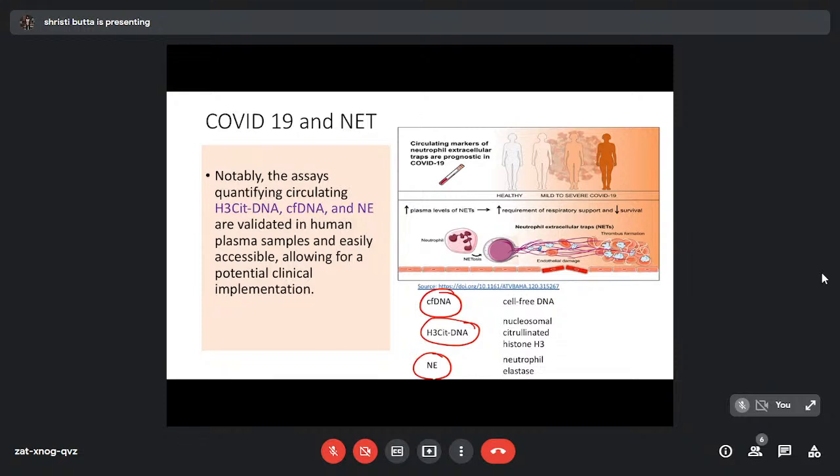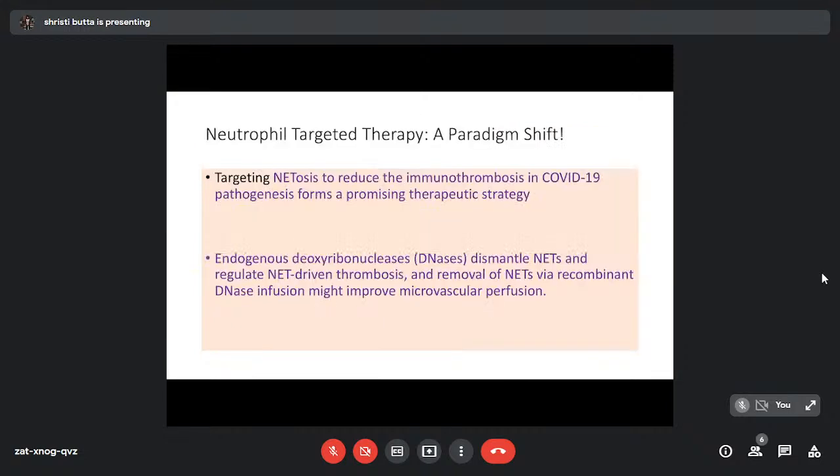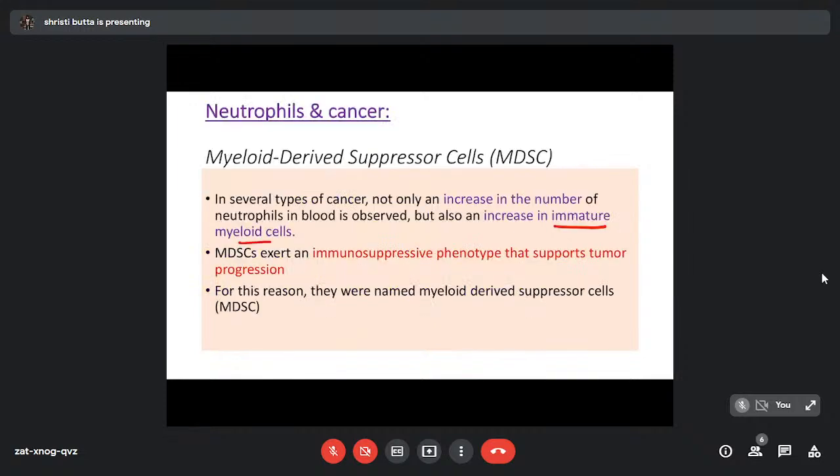Neutrophils now have other types as well, like myeloid-derived suppressor cells. These myeloid-derived suppressor cells are a type of neutrophils. They are the immature precursors of neutrophils, okay, and they are produced in patients with different types of cancer. The myeloid-derived suppressor cells exert an immunosuppressive phenotype that supports tumor progression. For this reason, they were named myeloid-derived suppressor cells because of the immunosuppressive phenotype.